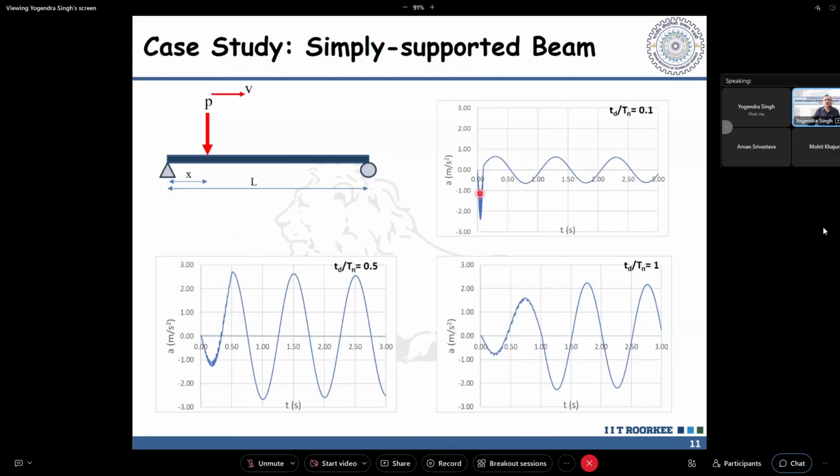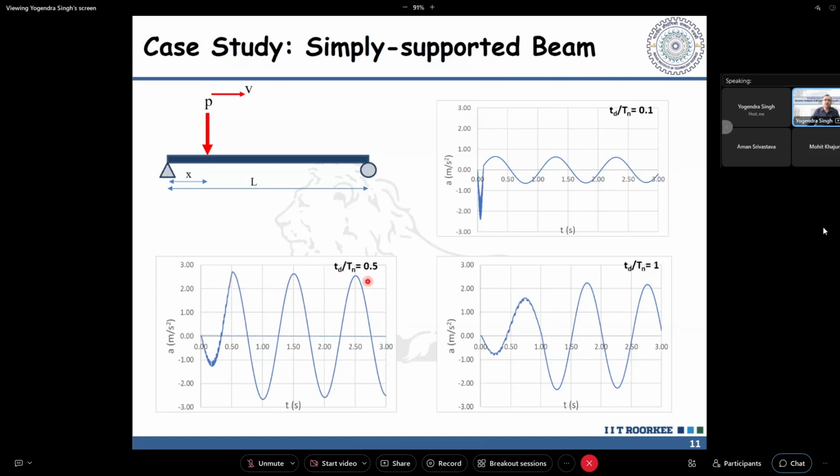So acceleration is changing like this. If TD by TN is equal to 0.1, we have acceleration varying almost sinusoidally because of the free vibrations mode. At TD by TN is equal to 0.5, the increase in acceleration is even more. So from 0.5 meter per second square, it goes up to 2.5 meter per second square. So we can see that the acceleration increases 5 times. And this increased acceleration can be a problem.